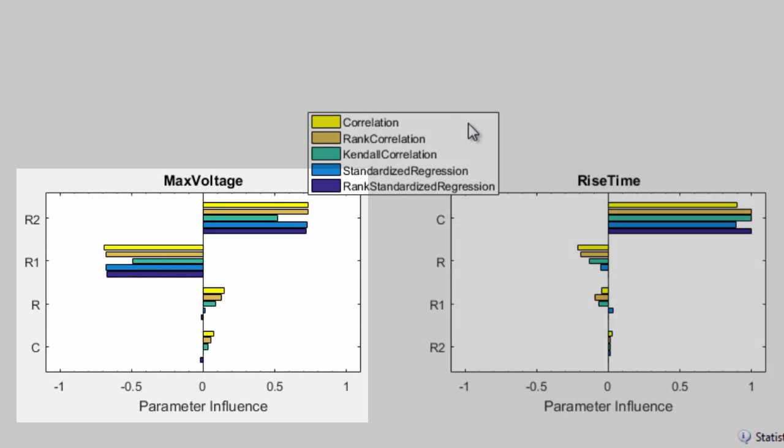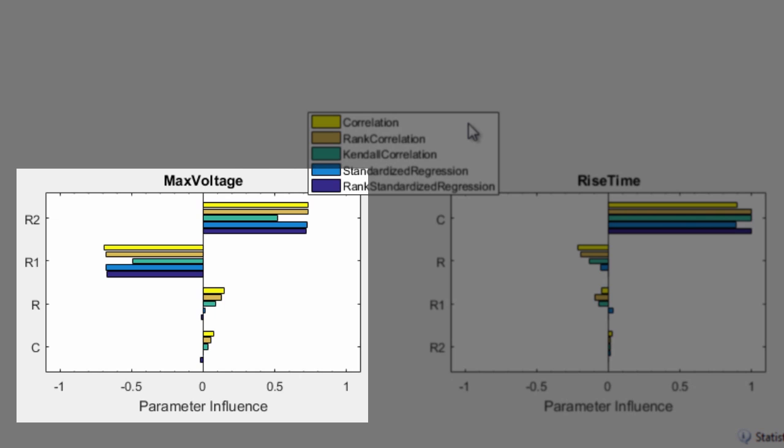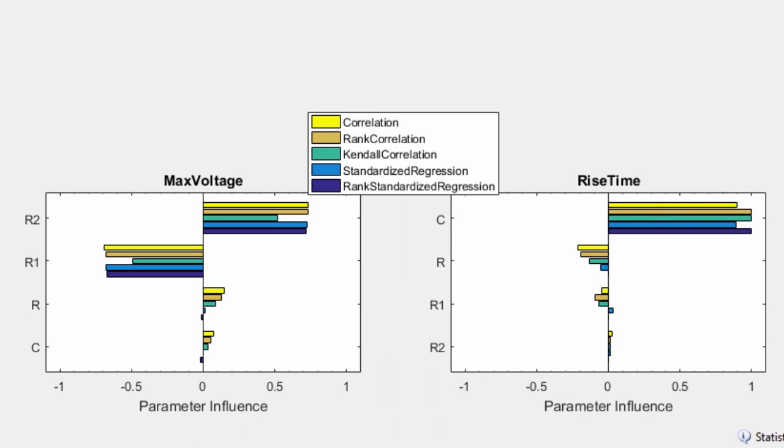Similarly, the maximum voltage value is directly proportional to R2 and inversely proportional to R1. This is in accordance with the gain of a non-inverting op-amp, which is given by (R2 + R1) / R1. This concludes the video.